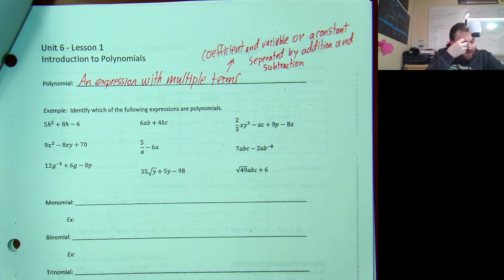So we had terms. So polynomial is an expression with multiple terms, and a term was a coefficient and variable, or just a constant, separated by addition and subtraction. That's cool. Multiple means more than one. Technically speaking, you can have a single-termed polynomial.